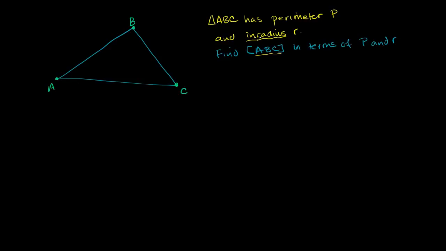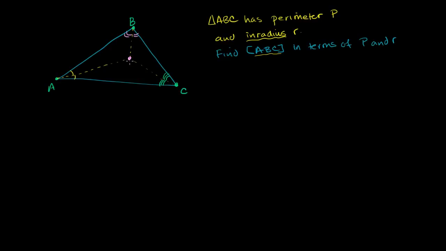And let's just remind ourselves what the inradius is. If we take the angle bisectors of each of these vertices, each of these angles right over here, so bisect that right over there, and then bisect that right over there, this angle is going to be equal to that angle. This angle is going to be equal to that angle, and then this angle is going to be equal to that angle there. And the point where those angle bisectors intersect, that right over there is our incenter, and it is equidistant from all of the three sides.